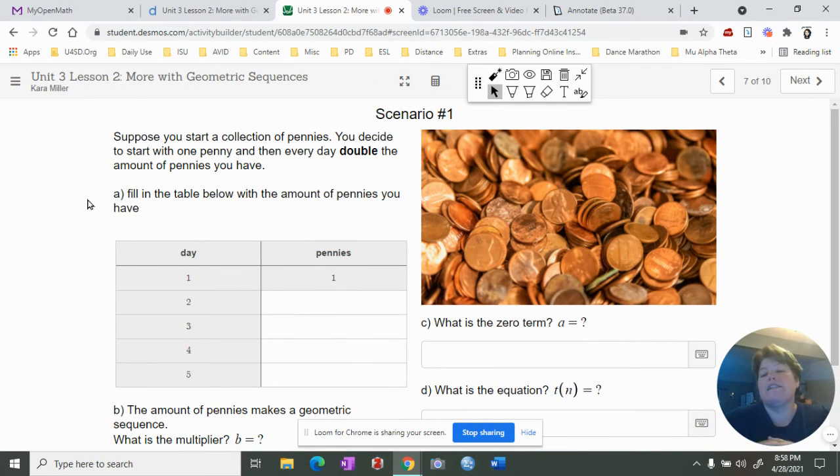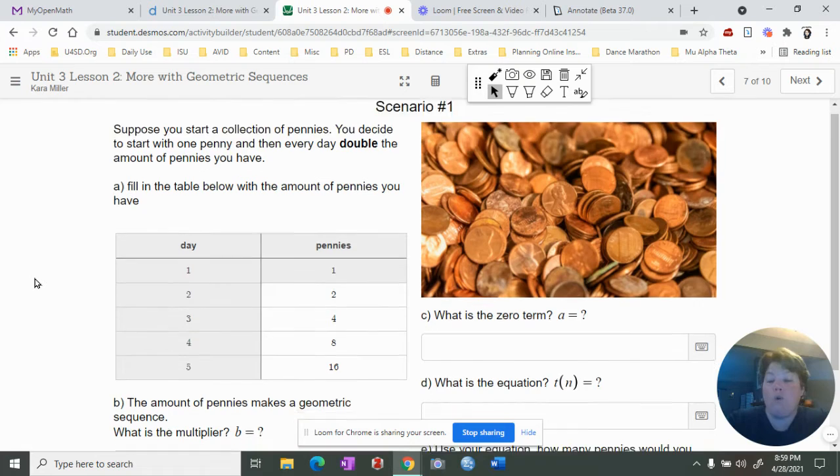So now let's look at a scenario. Real world here. Suppose you start a collection of pennies. You decide to start with 1 penny and then double every day the number of pennies you have. So let's fill in our table. So day 1, we have 1 penny. Day 2, we are doubling this and we get 2 pennies. Day 3, we double that. So 2 times 2 is 4. Then we double the 4. 4 times 2 is 8. 8 times 2 is 16, and we keep going.